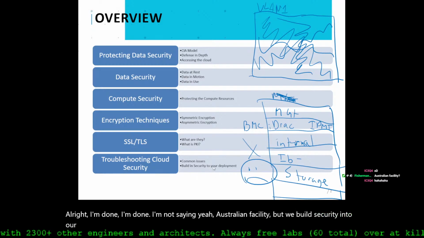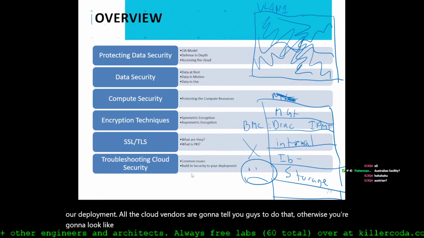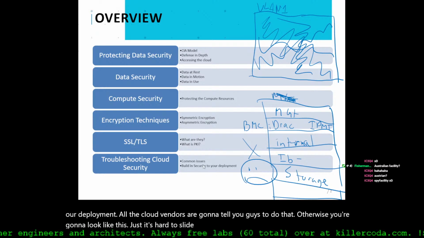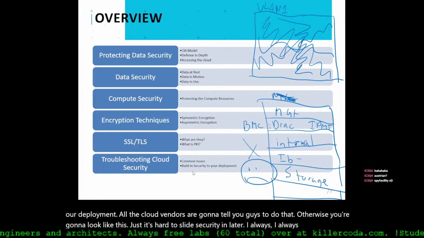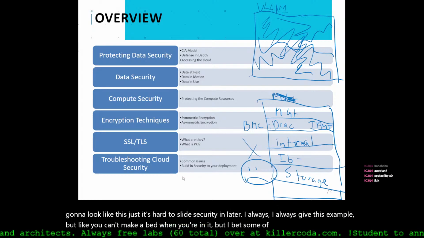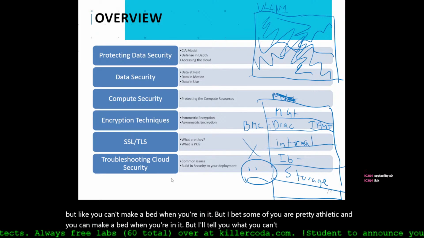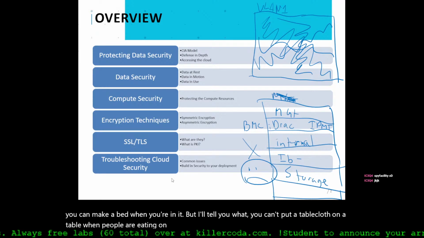We build security into our deployment. All the cloud vendors are going to tell you to do that. Otherwise, you're going to look like this. It's hard to slide security in later. I always give this example: you can't make a bed when you're in it. But I bet some of you are pretty athletic and could do it. But you can't put a tablecloth on a table when people are eating on it.